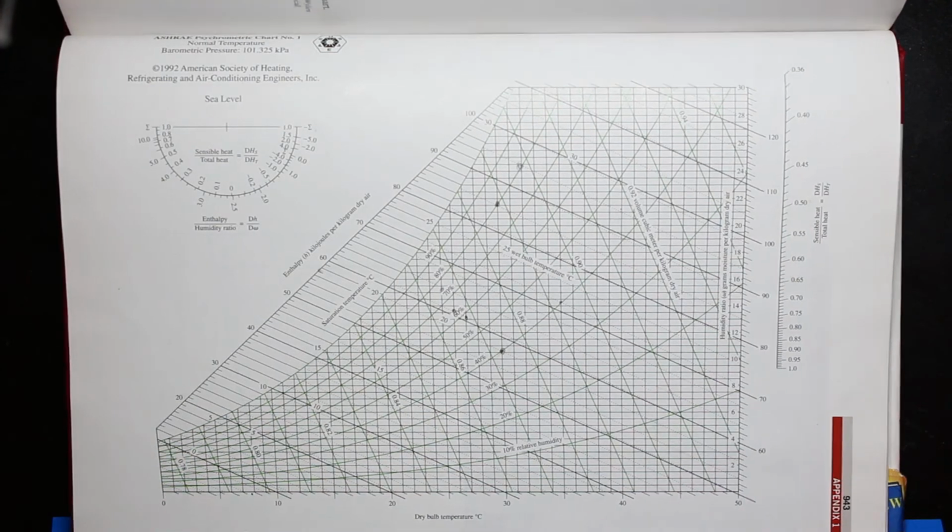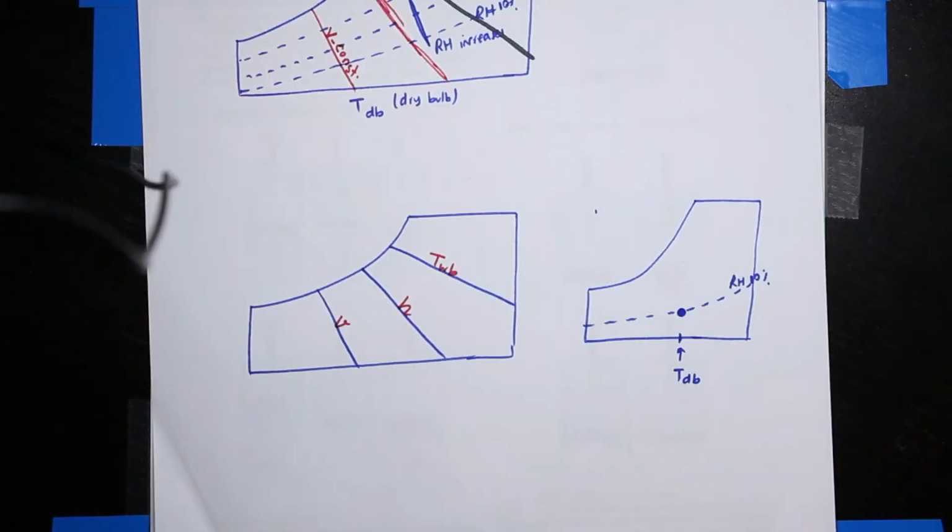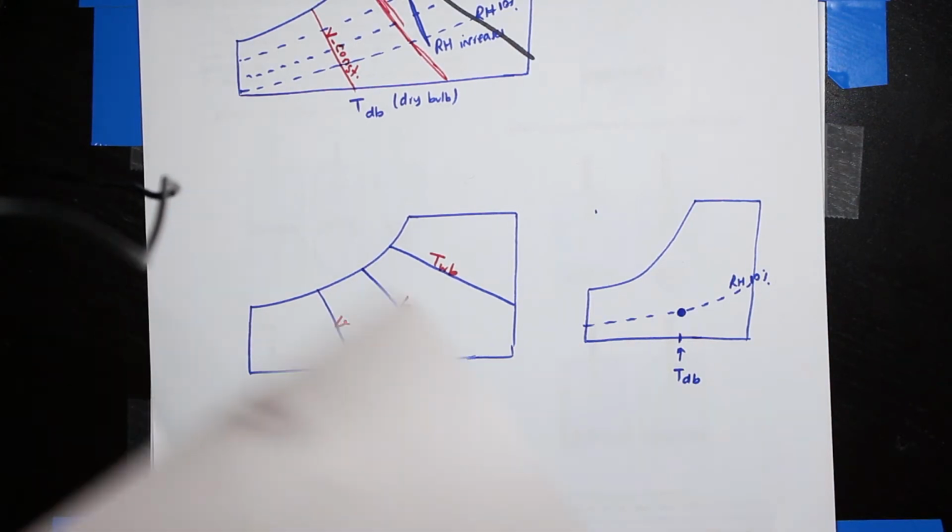So let's do one example together and get the properties from this chart. So let's say in the example that I have for you, we have these combinations.